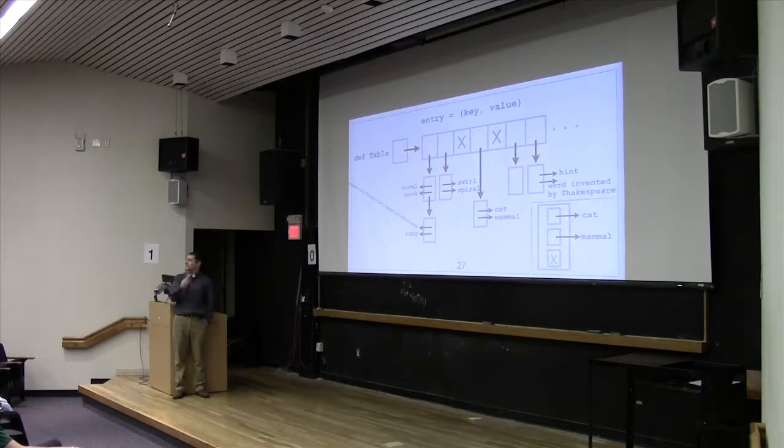Is this going to kind of degrade that whole order 1 thing? Yeah, it is, in the sense that if everything hashed to the first bucket, it would just be a linked list, right? That's why you want to build good hash functions. Same thing here, same thing here. This one happens to point to hint.